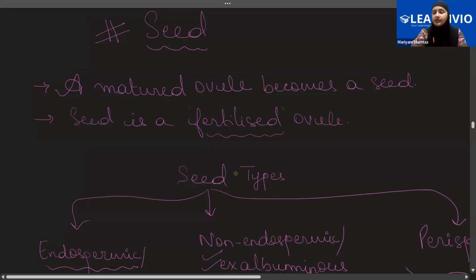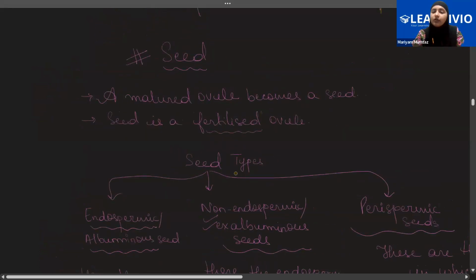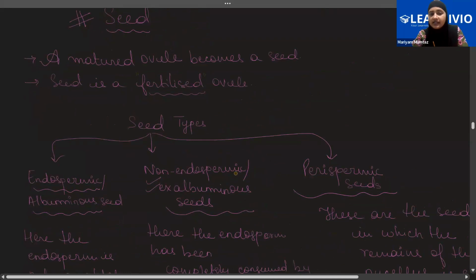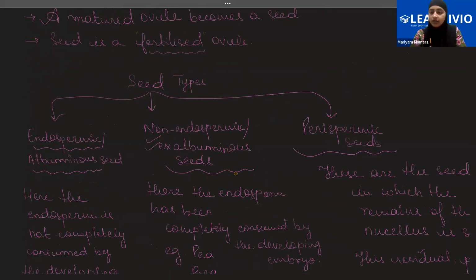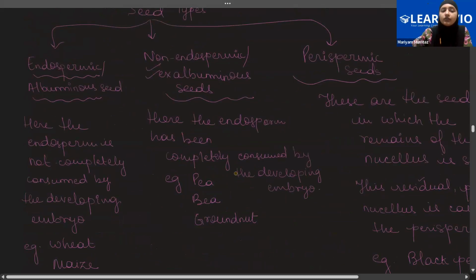Fertilized ovule, because only when the ovule gets fertilized is the seed formed. Now, seeds are of various types depending upon whether they have consumed their endosperm or not. Okay. Now, the first type of seed is endospermic or albuminous seed.